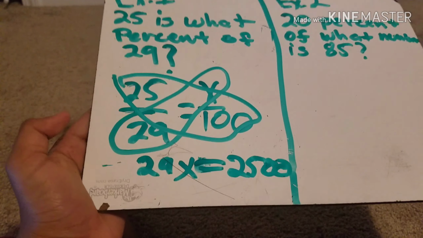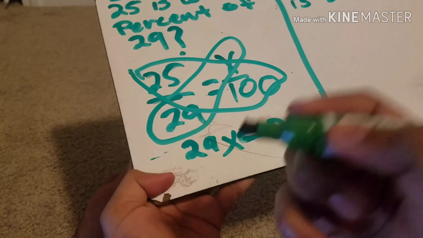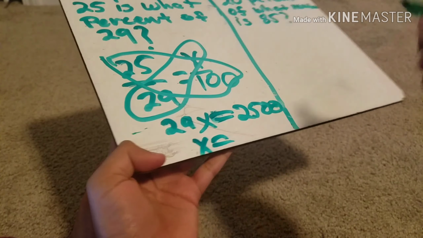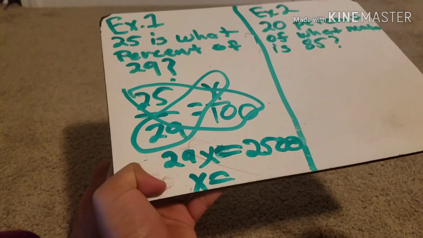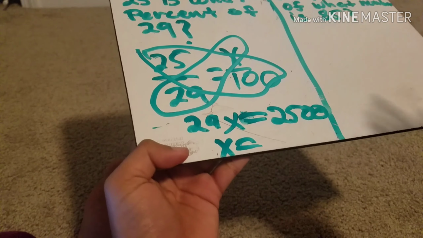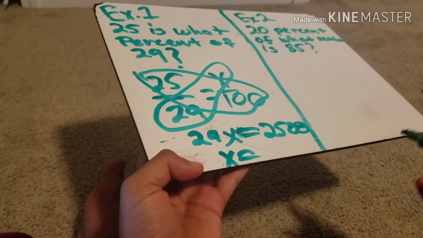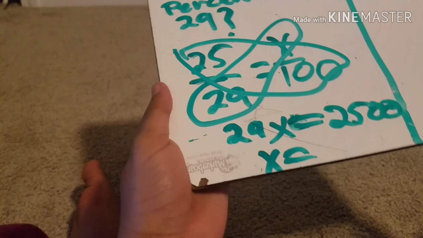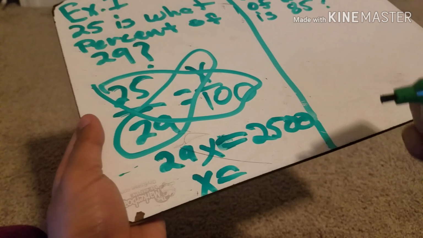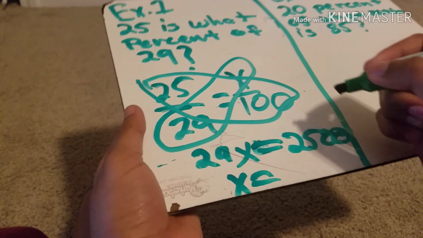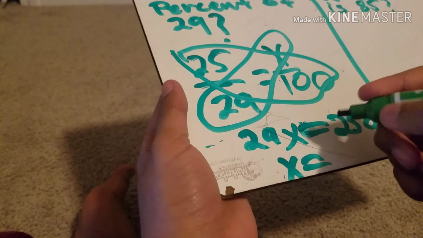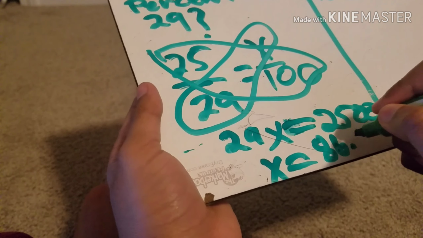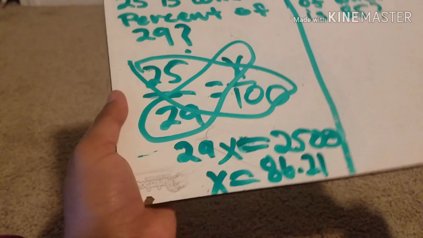I know the answer to this, but it's not a whole number. If it's not a whole number, I usually round it to the nearest hundredth. Depending on what your teacher says, whatever decimal you get, you have to round it to that nearest place. So the answer to this is 86.2... actually, never mind, it's 86.21. So I rounded to the nearest hundredth.